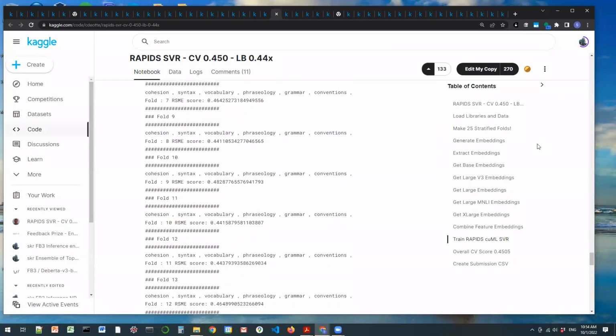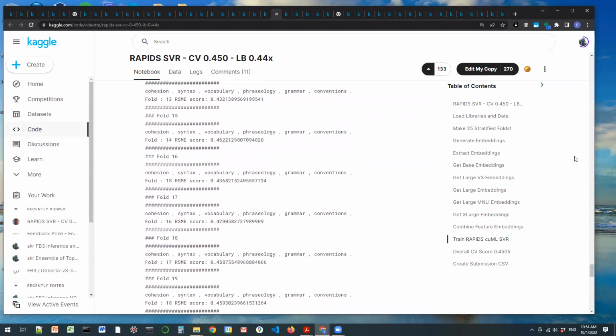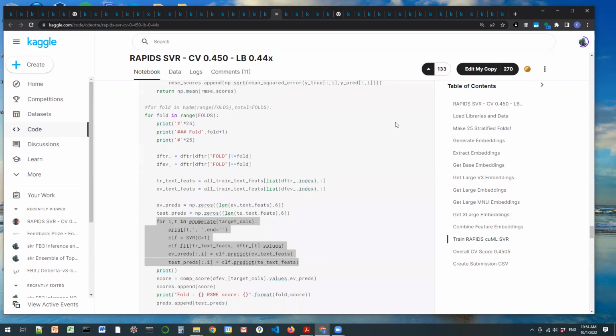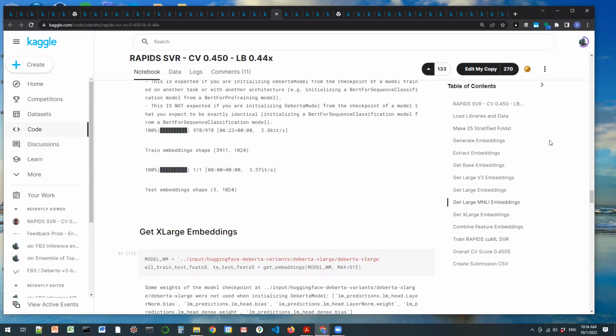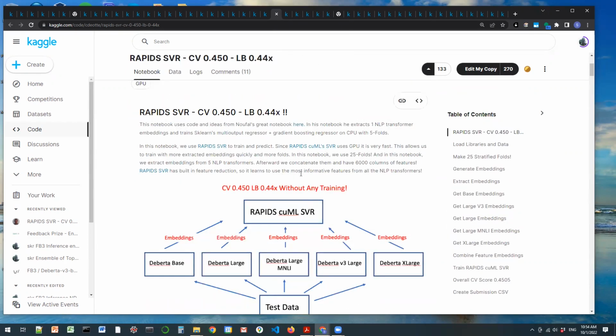Oh, you mean like therefore reducing the number of features? Yeah, that's what I interpreted it as meaning. Did he have it in the original thing? I think it was at the top there. Yeah. Like you see, he says there, somebody else did it for 6,000 columns. Oh. And more importantly, is this a built-in feature reduction? So it learns to use the most informative features from all the NLP transformers.